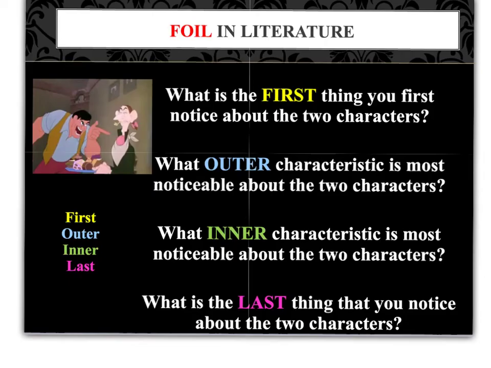What's the first thing you first notice about the two characters? And they're going to be in some kind of contrast that you can pick up as the reader. What are the outer characteristics? Because you are looking at their physicality as well. Here we have another example of Ichabod and Brom in Legend of Sleepy Hollow. And obviously Ichabod looks totally different than Brom, who's supposed to be stronger and more confident.